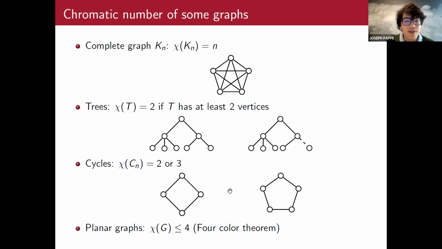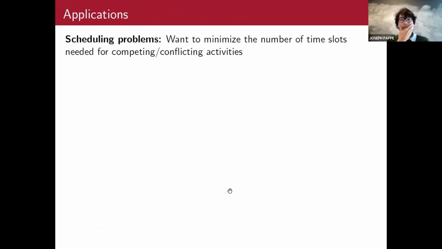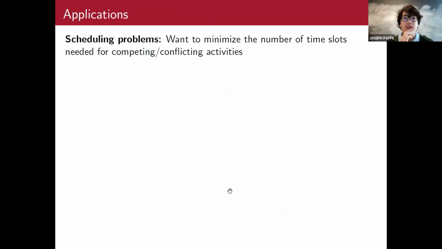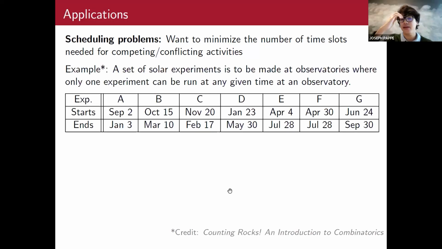So what are some applications of these chromatic numbers? Maybe let me give two examples. These often come up in scheduling problems, where we want to minimize the number of time slots needed for competing or conflicting activities. So maybe let's give a toy problem.